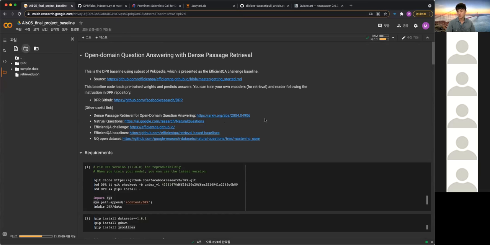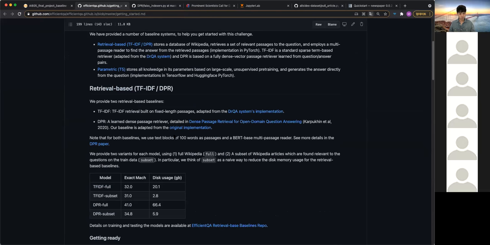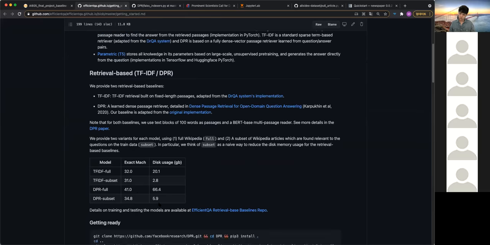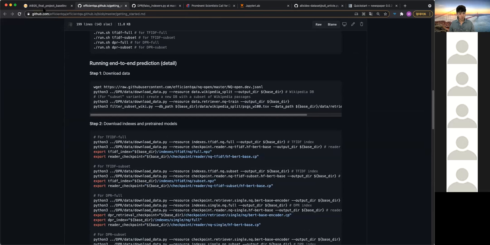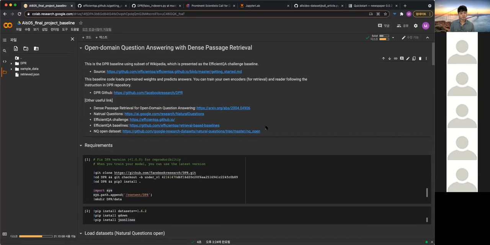And then I can just briefly go through the baseline. This Colab file is the DPR baseline using the subset of Wikipedia. And this is also presented in the EfficientQA challenge baseline. You can see the source in this page. And the baseline is also provided for the full documents and T5 models. So you can just experiment with this code.